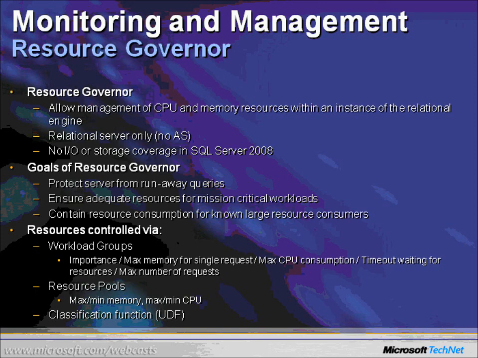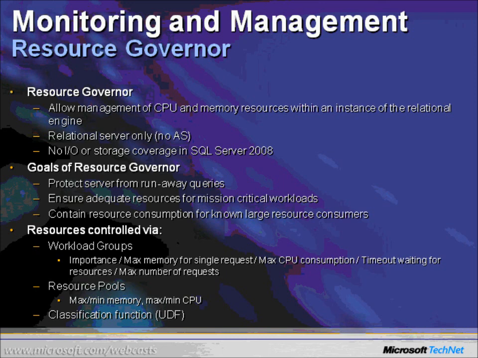The goals were to help protect from runaway queries, and also to ensure that there were adequate resources for mission-critical workloads or very important portions of a workload. For example, you might have an ETL job that absolutely must run within a 1-hour window at night. You could reserve resources for that job using this resource governor feature that we've added in SQL Server 2008.